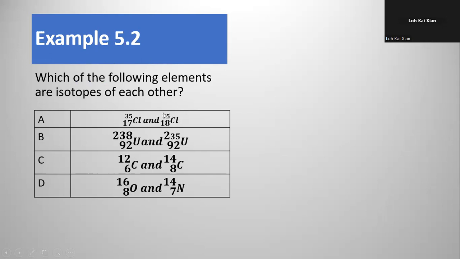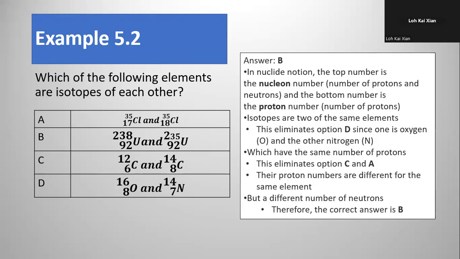In that case, this is not. This is a different element. That one is iron, right? This one is uranium. This is chlorine. This one, I'm not sure what is this. Okay. You have to check the periodic table. This one is carbon. This one is something else. Oxygen. Okay. Yes. Answer is B.